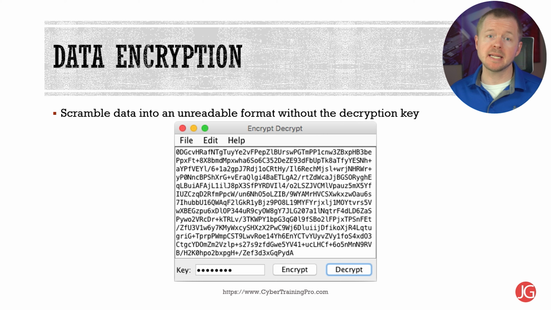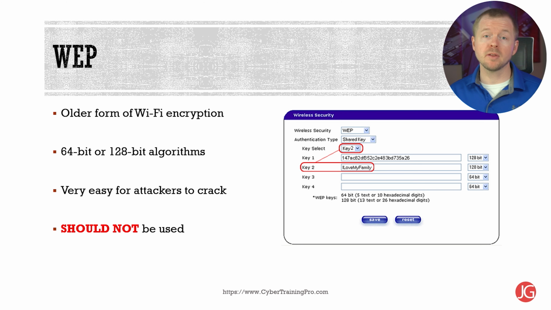Encryption is basically the idea that all the data is scrambled and it can only be reassembled if you have the correct decryption key. WEP, or Wired Equivalent Privacy, is one of the older forms of enabling encryption to secure wireless communications. It uses 64-bit or 128-bit encryption algorithms, but unfortunately, we've learned over time that WEP is relatively easy to crack in just a few minutes, so we don't use it anymore.